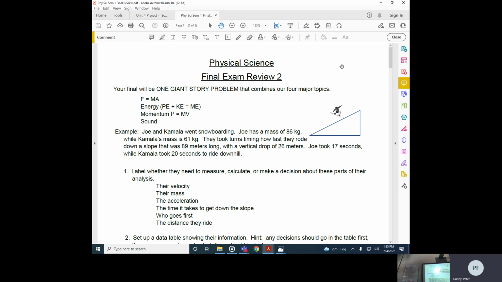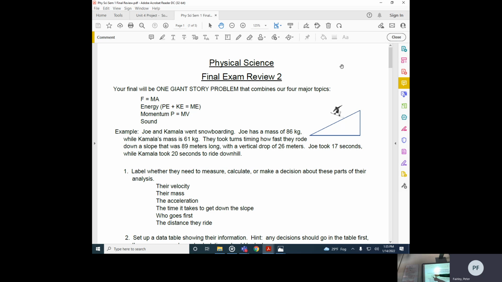We good? Okay, so let's look at this. Your final will be one giant story problem that combines the 4 major topics that we've had. F equals ma. What's that stand for? Force equals mass times acceleration. Good. Force equals mass times acceleration.